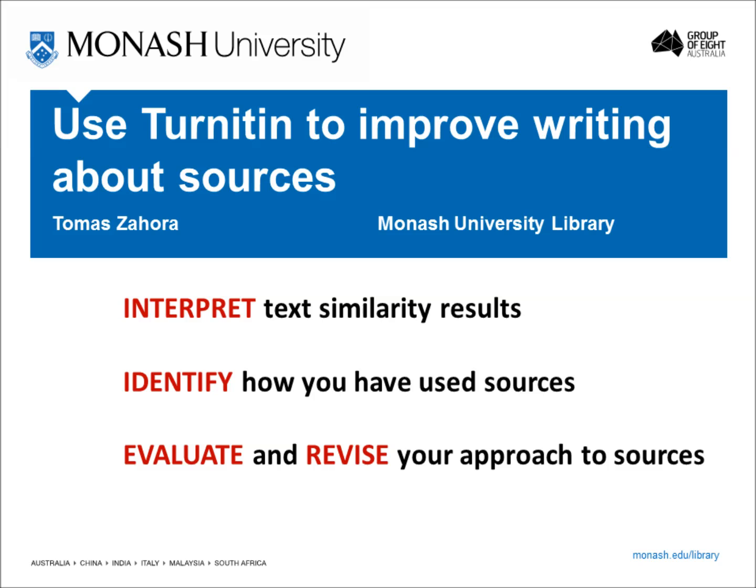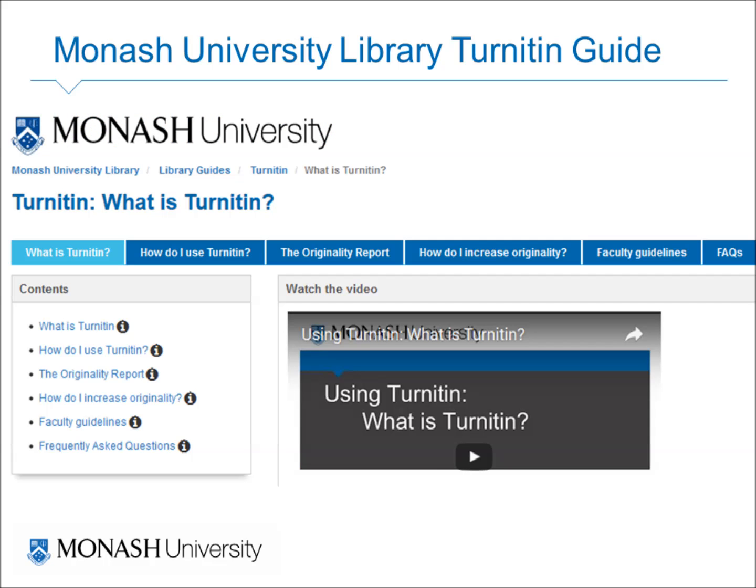In this video, we'll look at how to use Turnitin to improve writing about sources. We will look at how to interpret your text similarity results, how to identify how you have used sources, and how to evaluate and revise your approach to using sources.